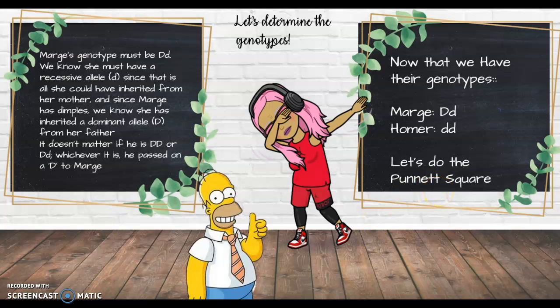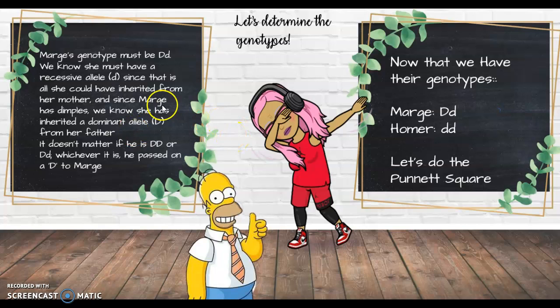Now, let's see if you got it right or if you made some kind of mistake. And this is going to explain the answer. So Marge's genotype, she obviously has to be a big D small d because she had to have obtained a small d, which is a recessive allele, from her mother, because all she could have gotten from her mother was a small d.